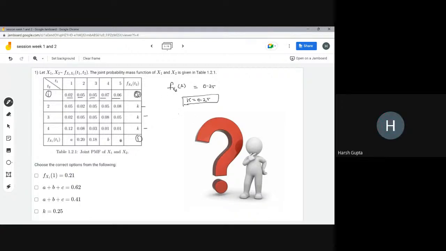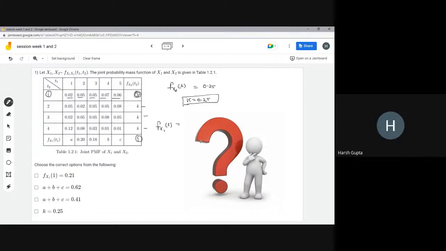Now from here we can also find A, B, C. What is A? I will again tell you what A is. A is f of x1 equals 1. So 0.02 plus 0.05 plus 0.1 is 0.21. Instead of calculating all these, we can directly calculate A plus B plus C, which is the lower end added to 1. So 1 minus 0.20 minus 0.18 gives us 0.62.